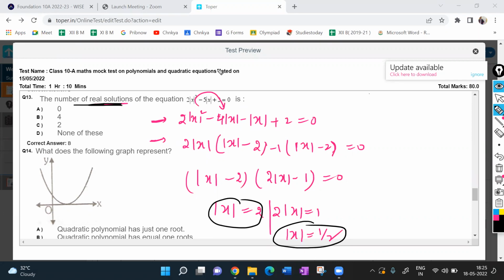How many real solutions are we going to have? Tell me, guys. See, modulus x, I got 2. Modulus x, I got 1 by 2. What is the option? He has given 4 here. How 4? Tell me. See, modulus of minus 2 is equal to 2. Modulus of 2 is also 2 only. Now think, how come it is going to be 4? Why not 2? Sir, we got 2 values, 1 by 2 and 2, so two solutions. Then why can't you choose option C here? Why option B?